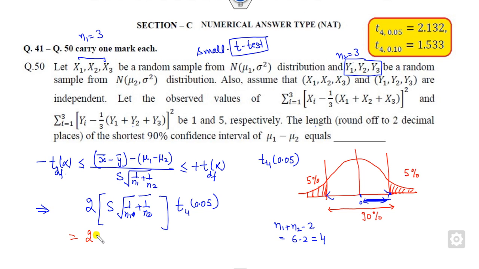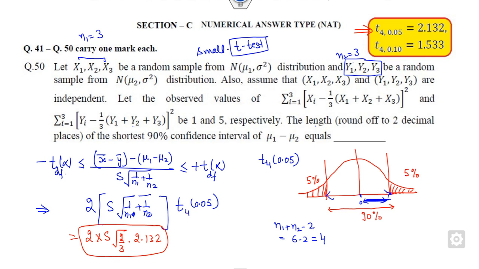So I can substitute the value. S we can compute. 1/n1 is 1/3, so 1/3 plus 1/3 is 2/3. T of 4, 0.05 is 2.132. The only thing is we need to find the value of S.